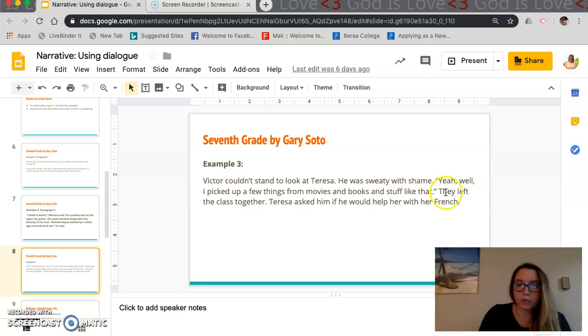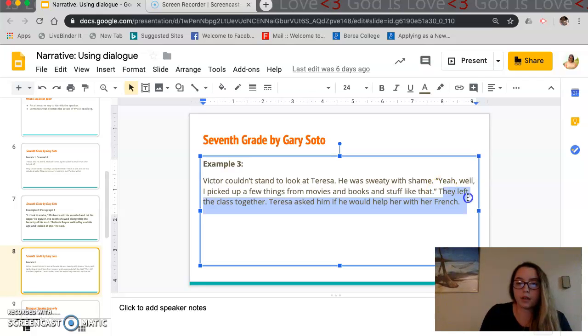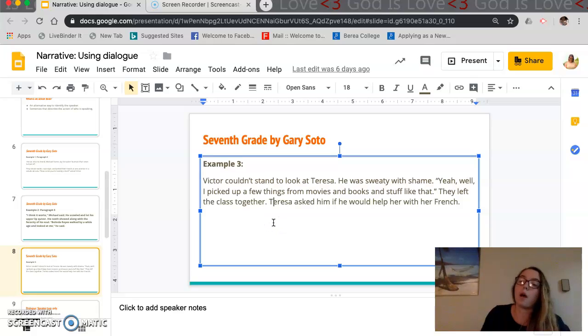So our action beat is they left class together. That lets me, as the reader, picture Teresa and Victor walking out the door of their classroom and into a hallway, going to their next class.